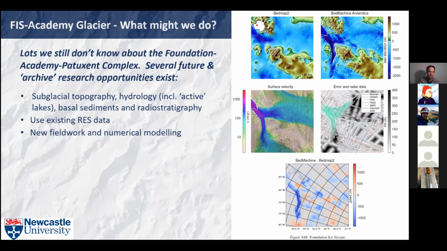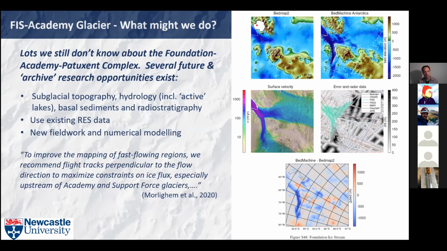I think there's also a need for new field work and numerical modelling work to be done in this area. And as I said, some of it may be being done by the FIS project that's certainly around the lower parts of Academy and Foundation. But it really caught my eye from the BedMachine paper that to improve the mapping of fast flow regions, we recommend flight tracks perpendicular to the flow direction to maximise constraint on ice flux and support post glaciers.